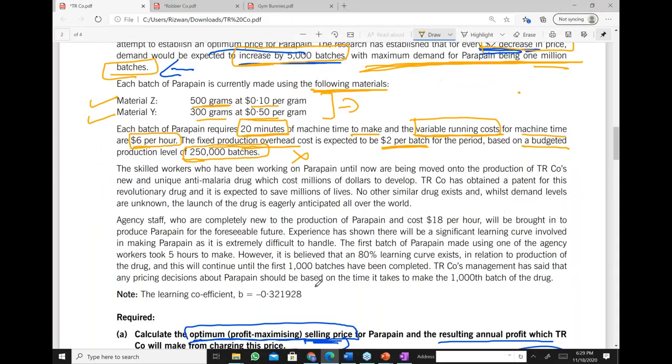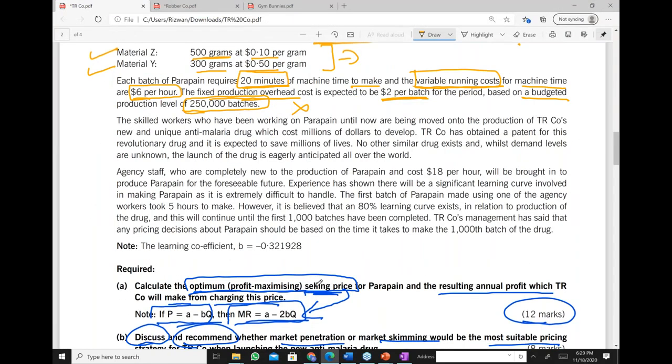Now, the skilled workers who have been working on paraffin until now are being moved on to the production of TR company's new unique anti-malaria drug, which cost millions of dollars to develop. So our skilled workers that used to work on paraffin now will be shifted towards a new product. TR has obtained a patent for this revolutionary drug, and it is expected to save millions of lives. Okay, just like a corona vaccine, right?